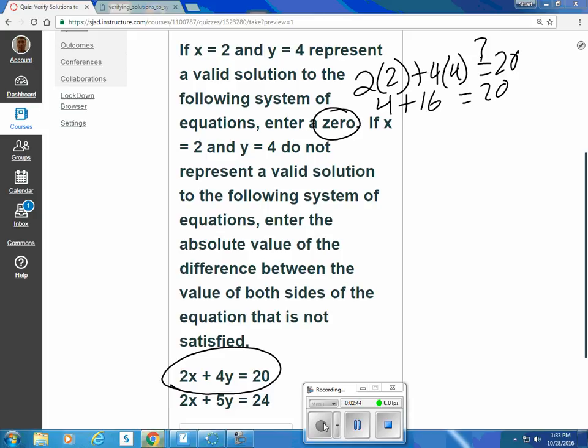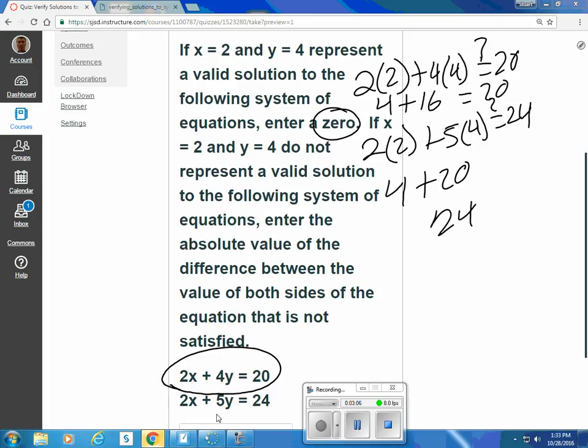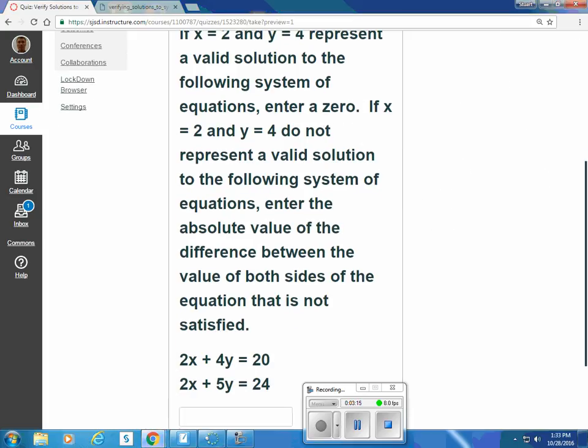Let's do one where it's not a solution. Well, I guess we need to do it for both of them. So let's do 2 times 2 plus 5 times 4, is that equal to 24? So we have a 4 plus 20. Yes, that equals 24. So this one is a solution. We would enter a 0. But probably the next one will not be. We'll see.